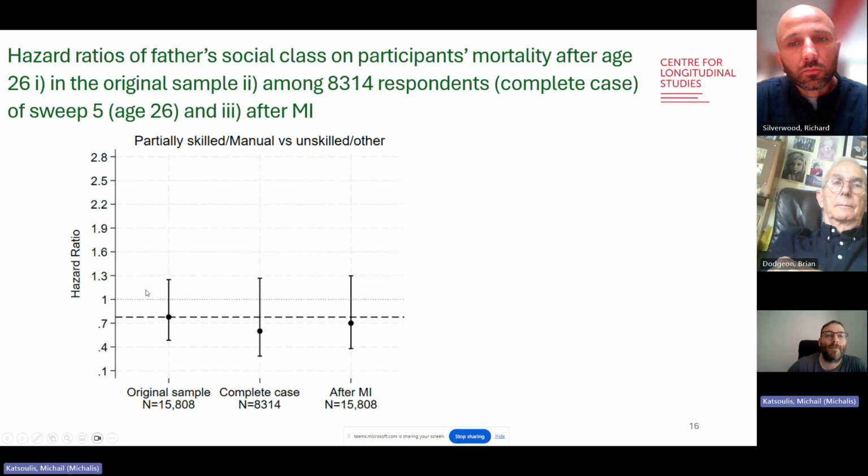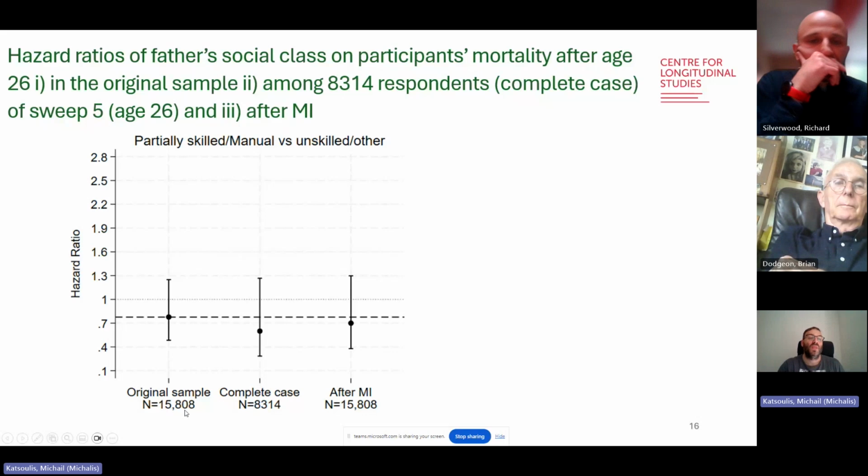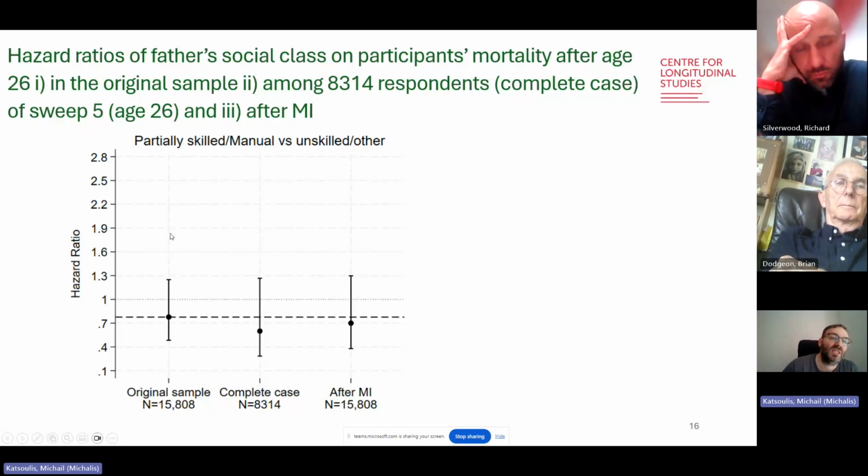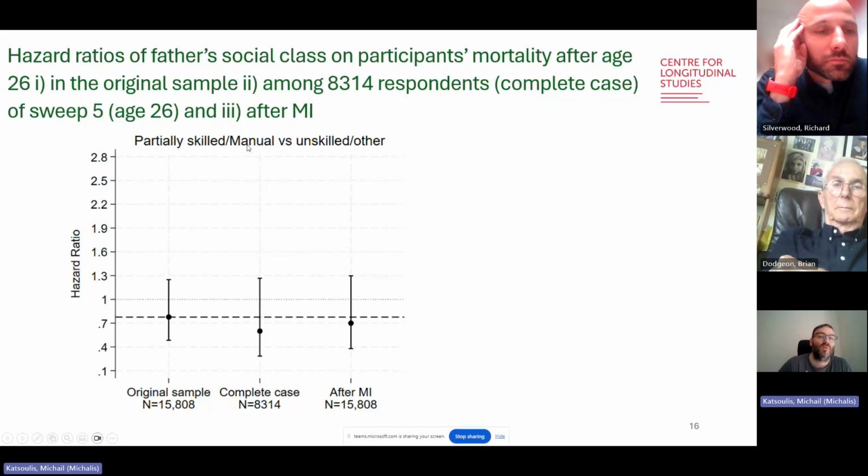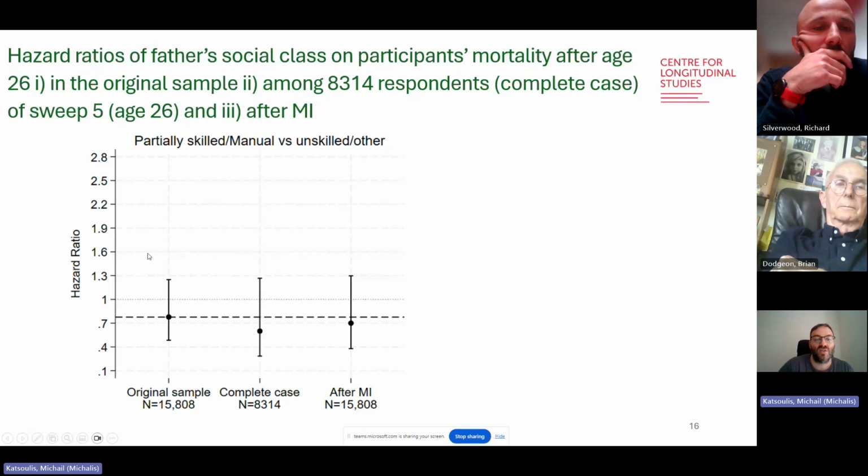We did this analysis in the original sample of 15,800 individuals, in which we saw that the hazard ratio of partially skilled or manual workers versus the unskilled or other was close to 0.75, 0.8. That was the hazard ratio initially.